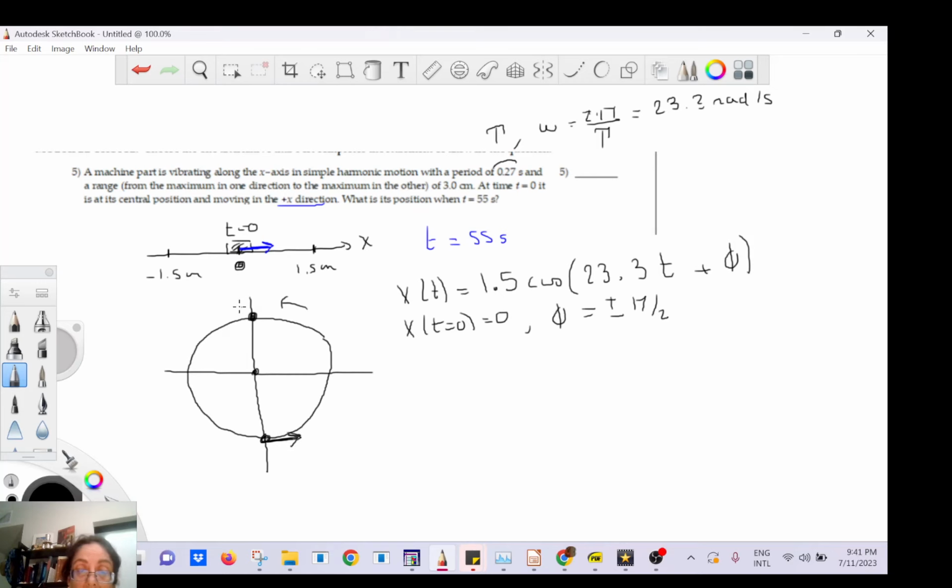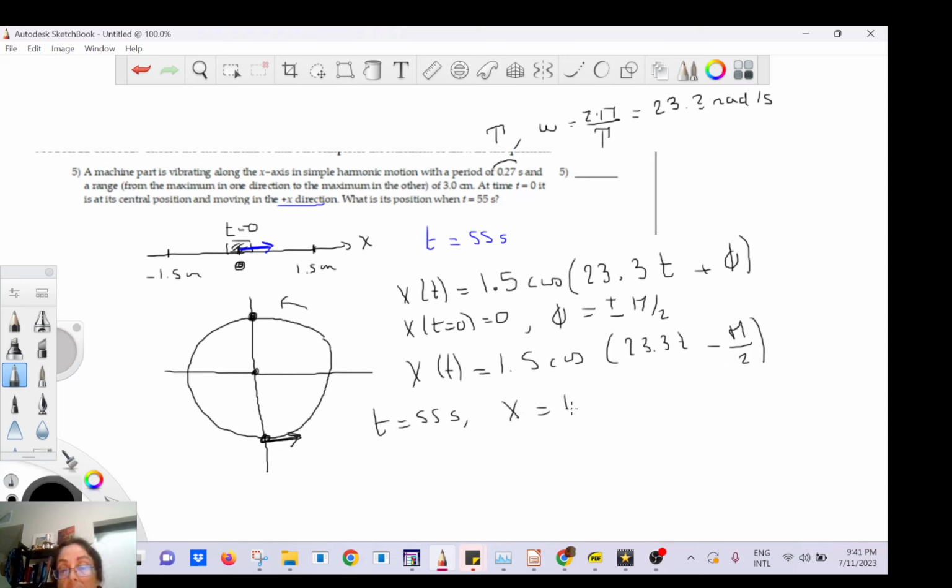Okay? So I have eliminated that case. So that means I can write cosine 23.3 t minus pi over 2. And again, you can turn that into a sine, but I won't.